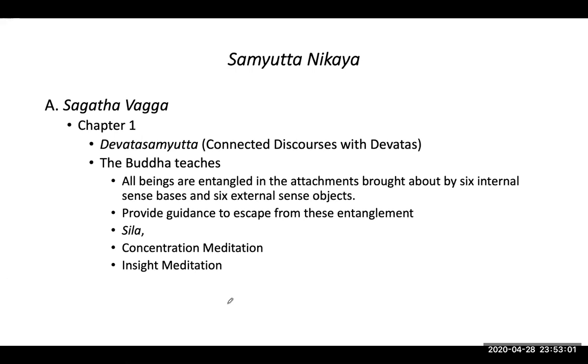The first chapter is named Devata Samyutta, and in this samyutta the Buddha teaches that all beings are entangled in the mesh of attachment brought about by six internal sense bases and six external sense objects. The six internal sense bases are eye, ear, nose, tongue, body, and mind. The six external sense objects can be visual form, auditory form, olfactory form, and so on. Those kinds of external stimuli are called the six external sense objects. And then they interact with each other.